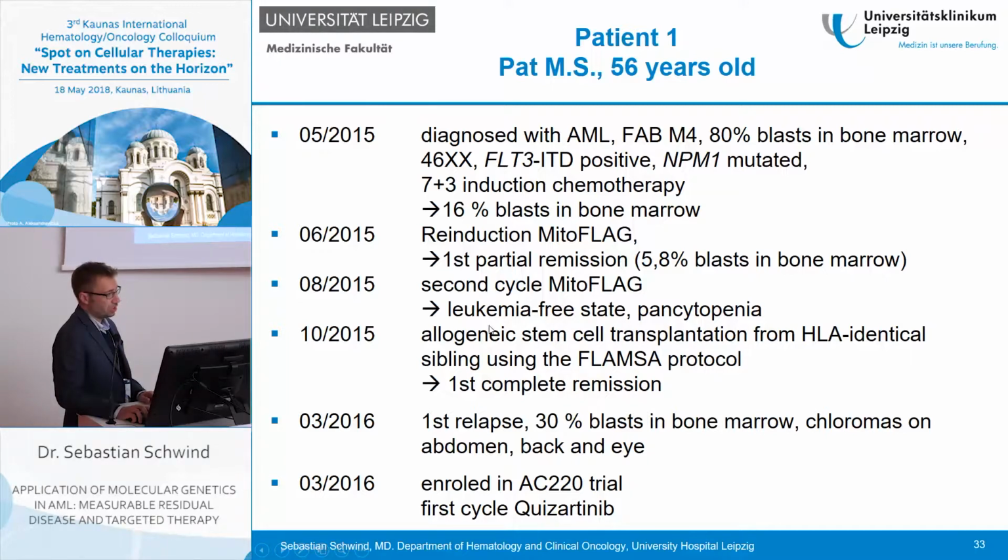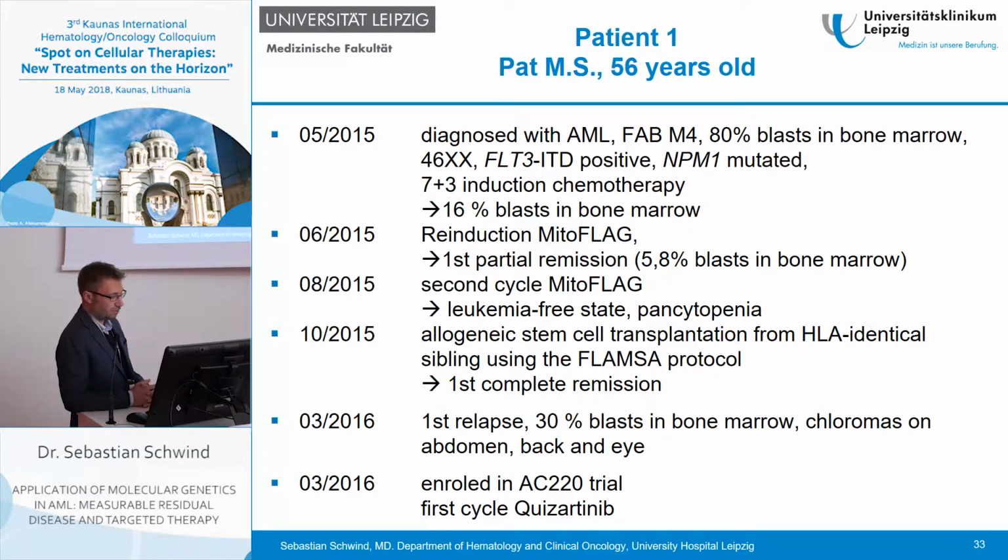At which time point we decided to move her on to allogeneic stem cell transplantation following a FLAMSA protocol, which is a conditioning protocol for high-risk AML. After this, it was the first time that she reached a complete first remission. However, a couple of months later, we saw a relapse, and she had 30% blasts in bone marrow and also developed chloroma on her abdomen, back, and eye. So at this time point, of course, you are more or less with your back to the wall, and there's really little treatment options.